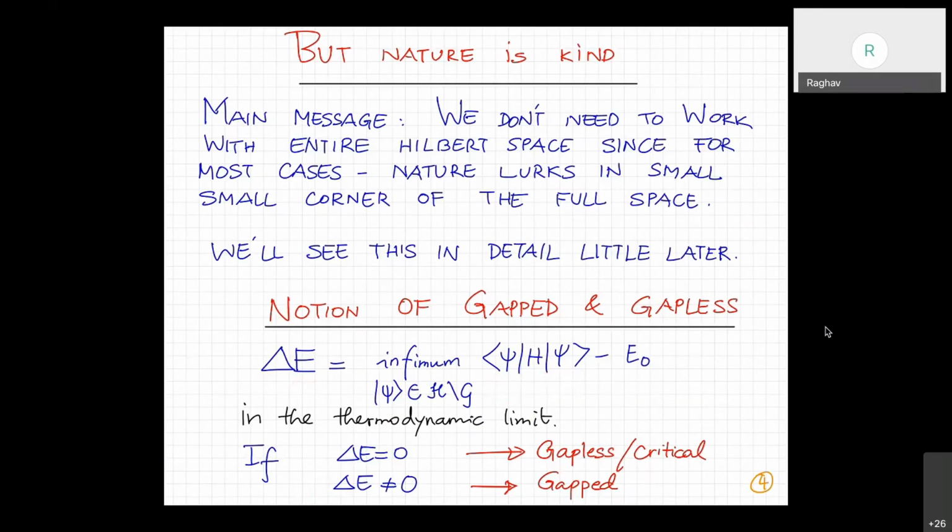And in the thermodynamic limit, if you find that delta E is equal to 0, then we have what we call a gapless or critical model. If delta E is not 0, then we have a gapped system, right? So these are two different systems which we talked about when we try to understand the tensor network formulations of spin models or other quantum field theories.